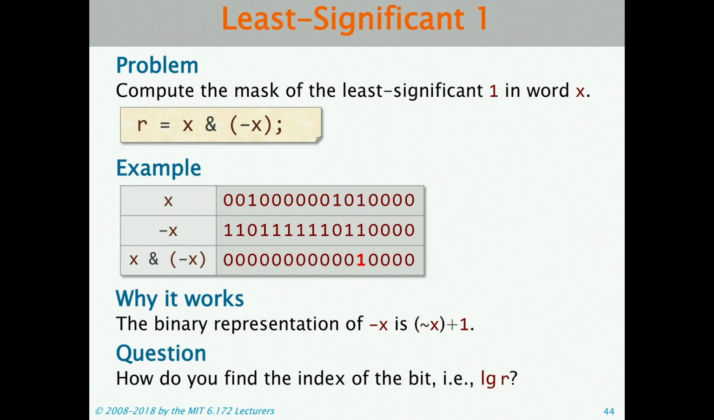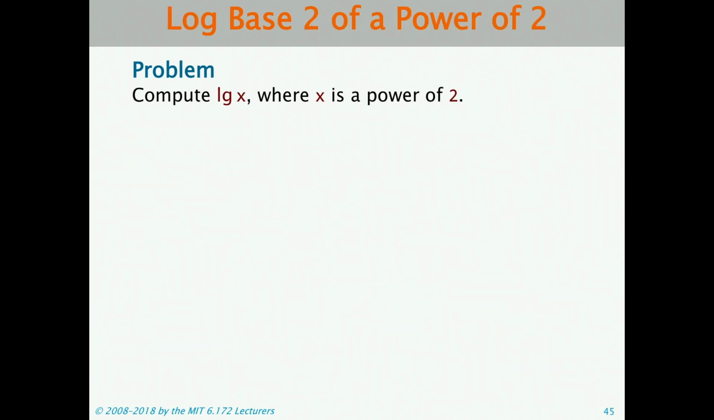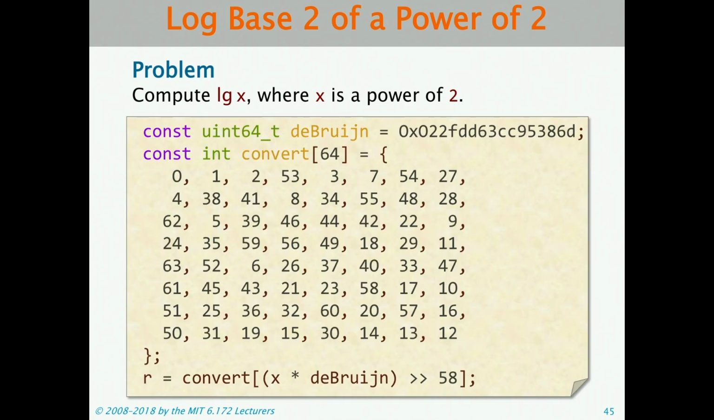So now a question is, how can we find the index of this bit? Here I'm just generating a mask that has a 1 in the least significant 1 in x, but it doesn't actually tell me the index of this bit. In other words, I want to find the log base 2 of a power of 2. So that's a problem we want to solve. And here's some code that lets us do this. We have this constant called De Bruijn. It's written in hex here. And then we have this table of size 64 called convert. And now all we have to do is multiply x by this De Bruijn constant, right shift by 58 positions, and then look up the result in the convert table. And that's going to give us the log base 2 of a power of 2. Any questions?